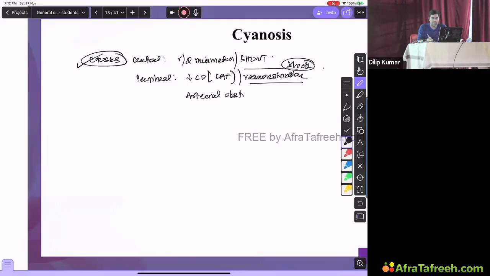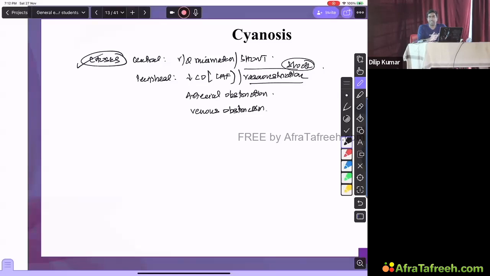Or arterial obstruction can result in peripheral cyanosis. What are the examples of arterial obstruction? Buerger's disease or simple peripheral vascular disease, common in the lower limbs. They can produce what? Peripheral cyanosis. Or venous obstruction can produce peripheral cyanosis.